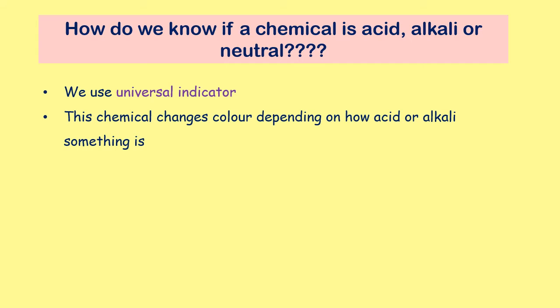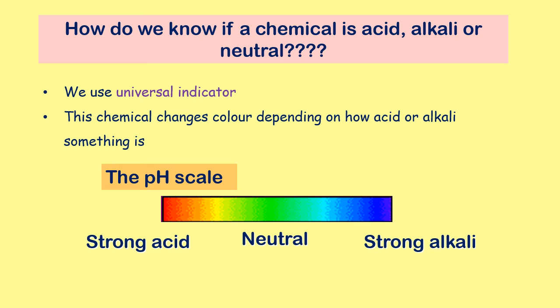Now, the next question you might have is, well, how do I know if a chemical is acid, alkali, or neutral? And in order to do that, we need to use something called an indicator. And the most useful indicator we have is something called universal indicator. Universal indicator is a chemical that changes color depending on not only if something is an acid, alkali, or neutral, but also on how strong that acid or alkali is. And so universal indicator will change a range of colors.